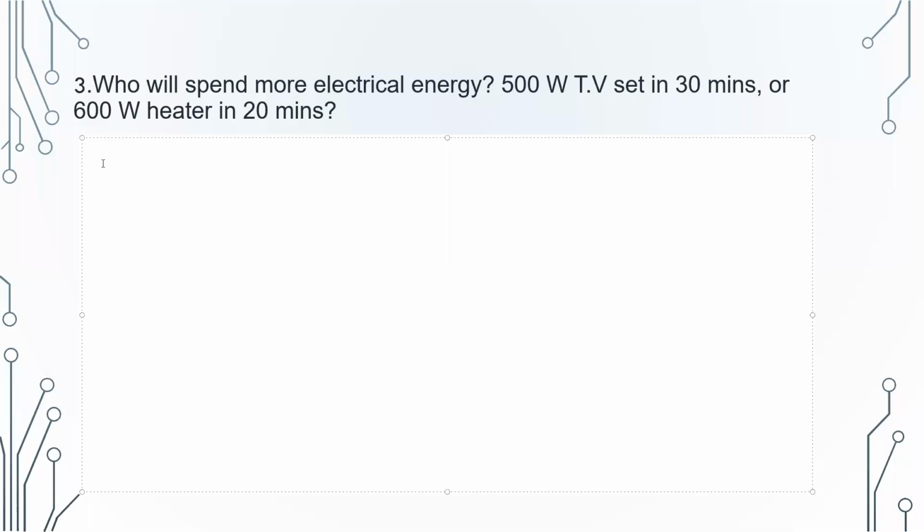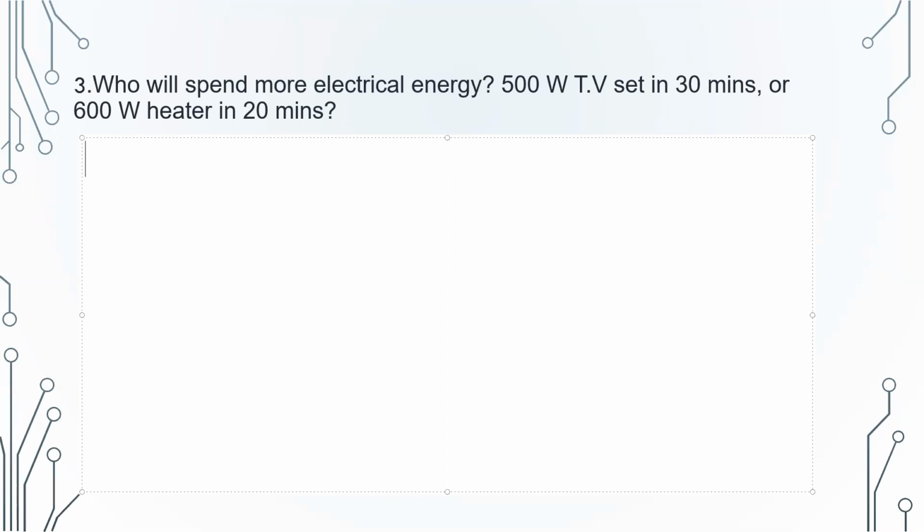The next question is, who will spend more electrical energy? 500 watt TV set in 30 minutes or 600 watt heater in 20 minutes. So in this problem, TV set or heater power in different time is given. We want to find out which one will spend more electrical energy. So let us start with the solution.